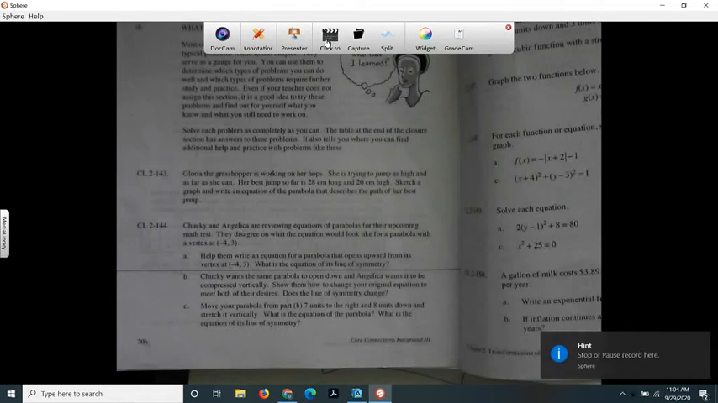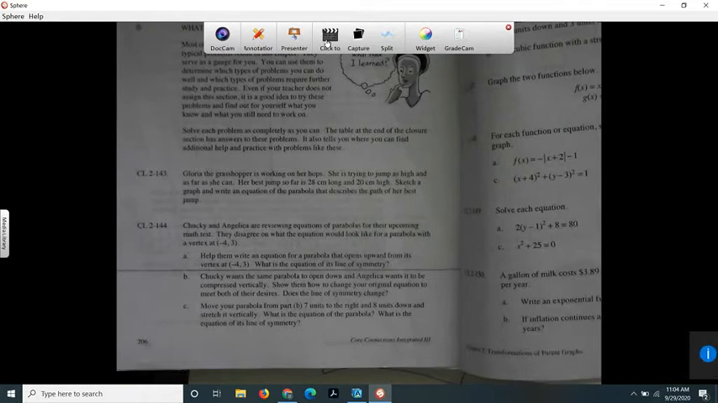Here's Integrated 3, problem 2 or CL2-143. It says Gloria the grasshopper is working on her hops. She is trying to jump as high and as far as she can. Her best jump so far is 28 centimeters long and 20 centimeters high. Sketch a graph and write an equation of the parabola that describes the path of her best jump.